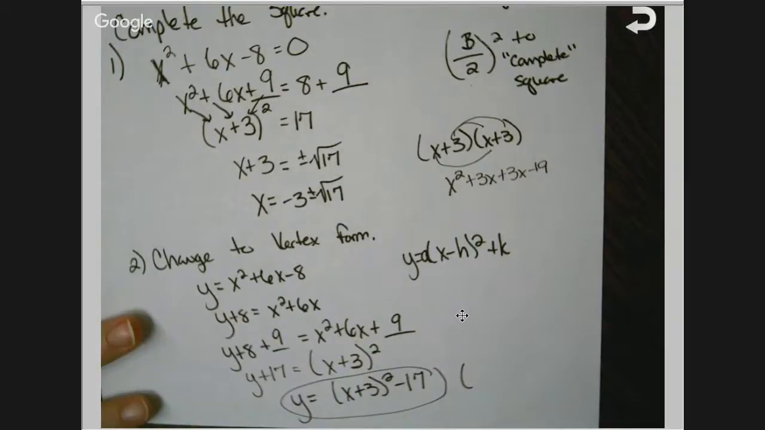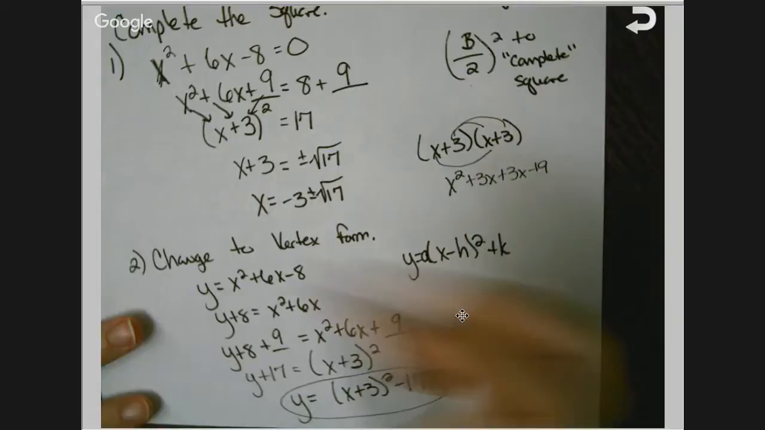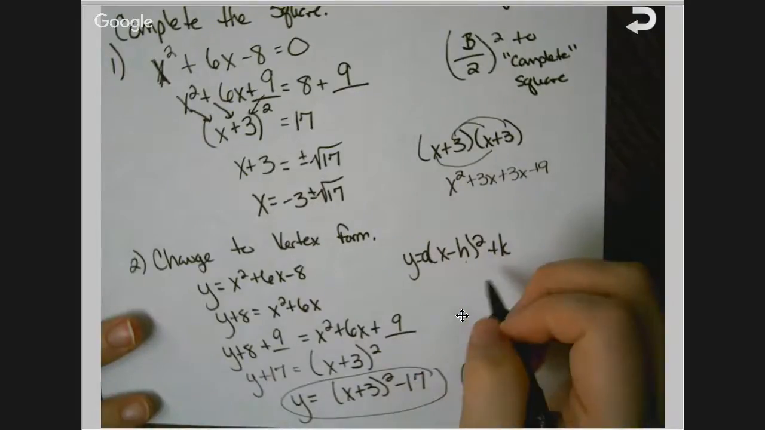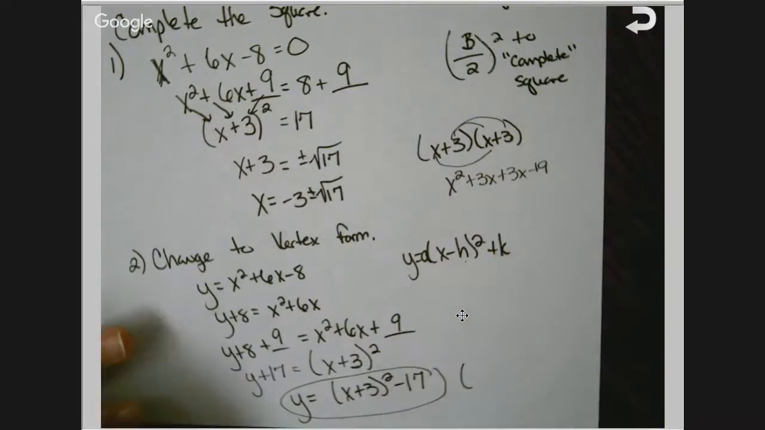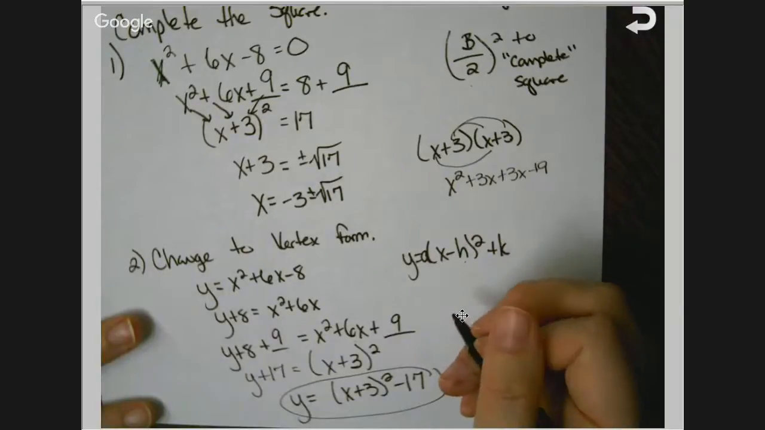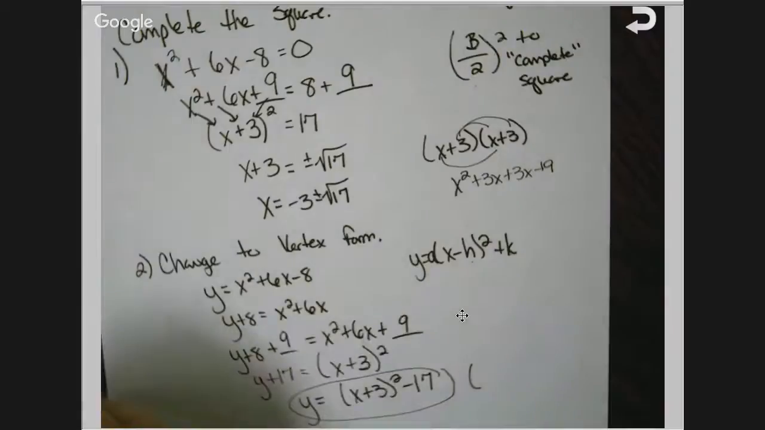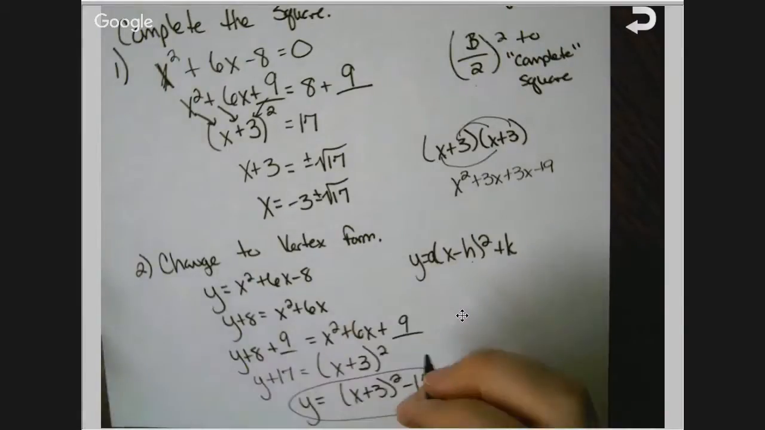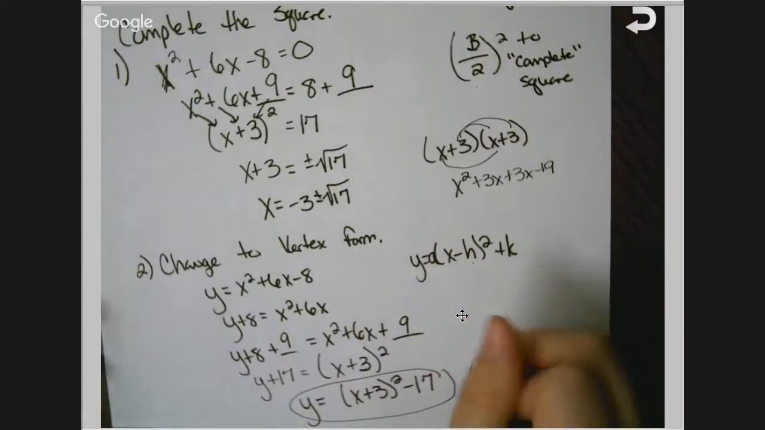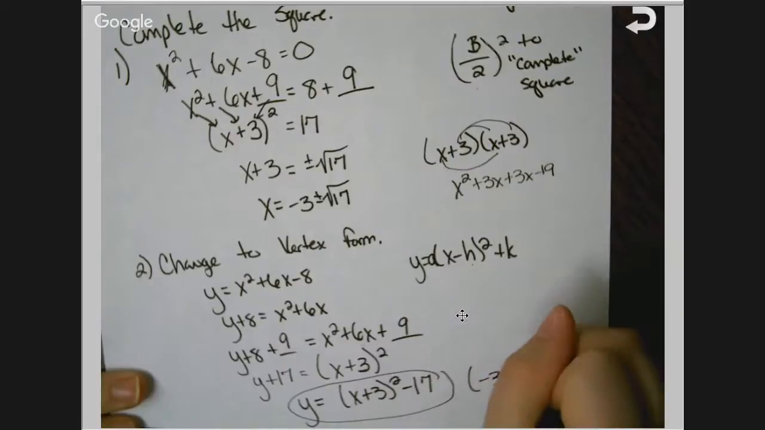Where are the p's and q's in this? Didn't you say vertex form? Instead of p's and q's, it's h and k. Right, the 3 becomes the x. Remember, if it comes out of those parentheses, it changes signs, whatever it is. So it's negative 3 and then negative 17.